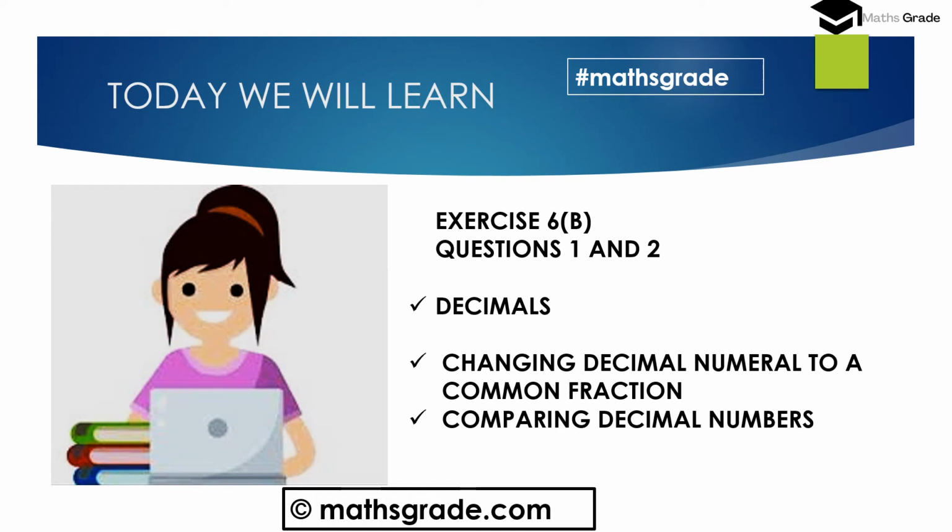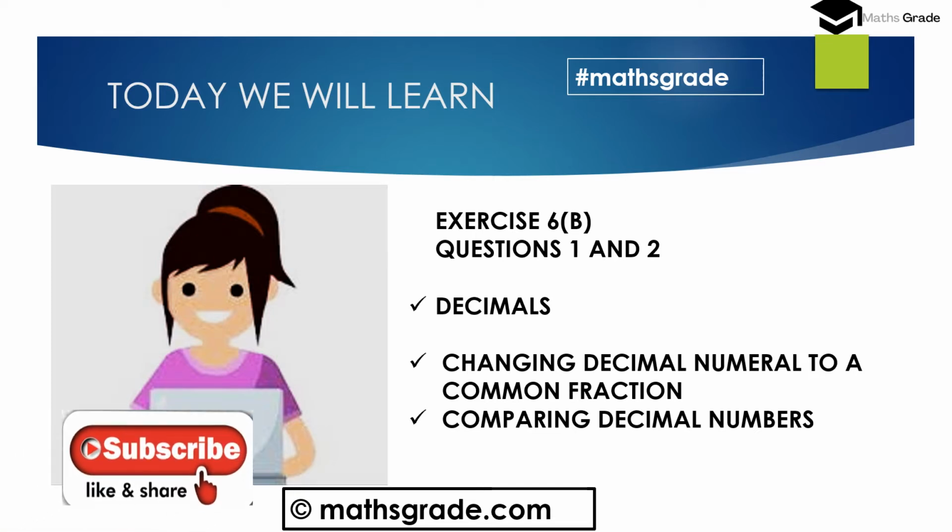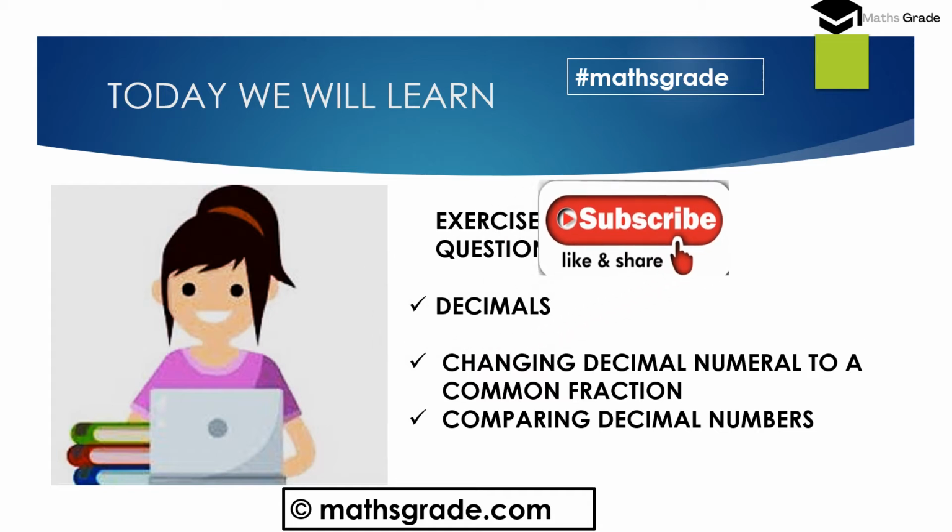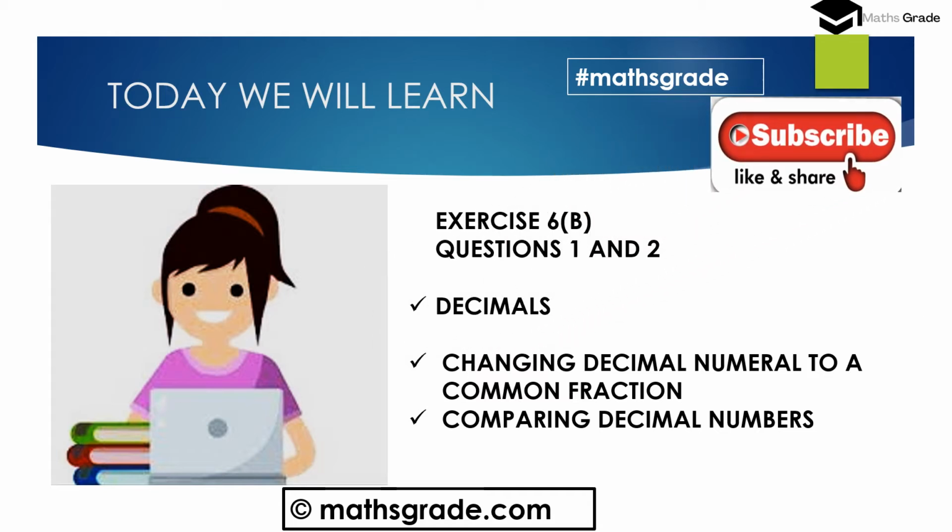Today we are going to solve exercise questions 1 to 12 of exercise 6B of chapter 6. The chapter name is Decimals, and the topics are changing a decimal numeral to a common fraction and comparing decimal numbers. Let's solve some questions.